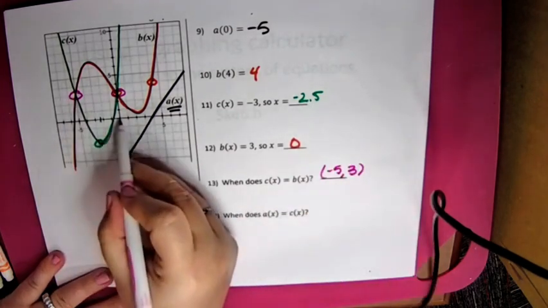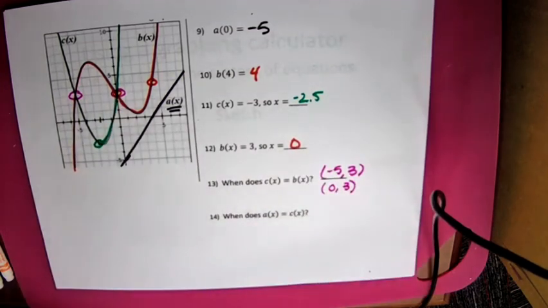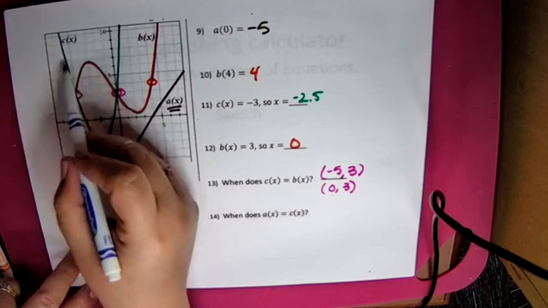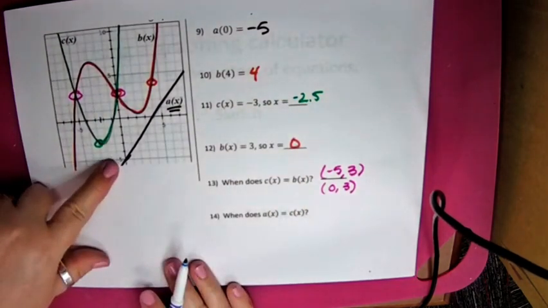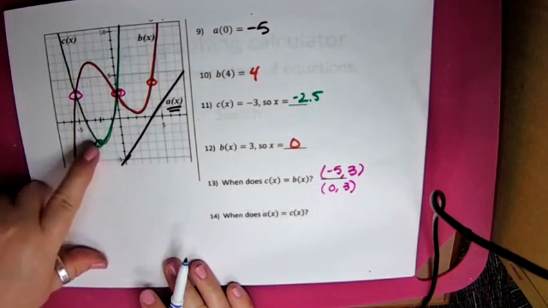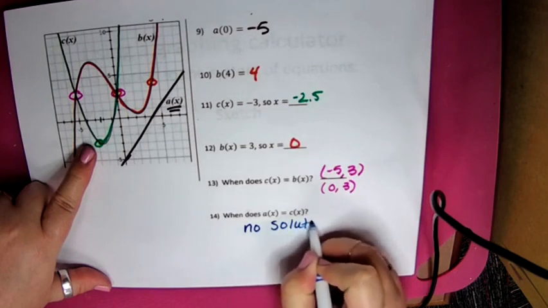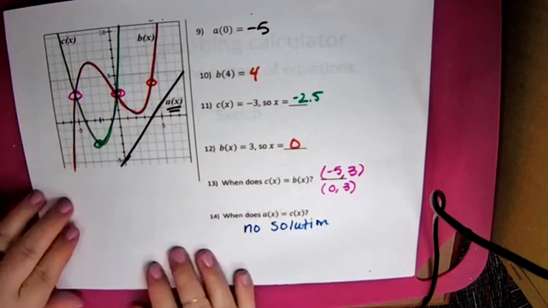And then over here at 0, 1, 2, 3. So those are the 2 times that it happens. They don't meet again in other places. When does graph A equal graph C? So graph C, graph A, you can see that they're never touching. They're never crossing paths. So we would say no solution here. No solution.